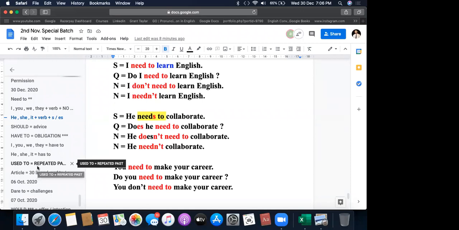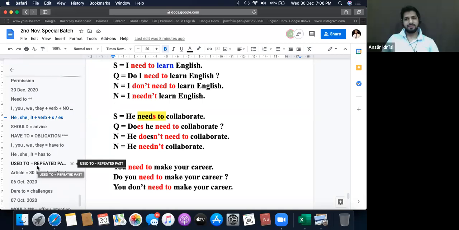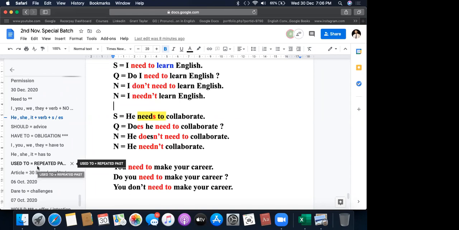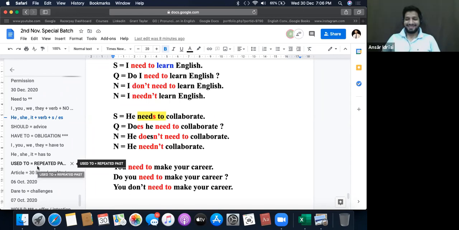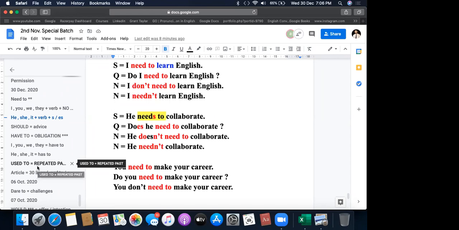They need to pay the fee. Do they need to pay the fee? They don't need to pay the fee. Yeah, the last one is wrong. They need to pay the fee. They have to pay the fee. No, sir, joking. They don't need to pay the fee.